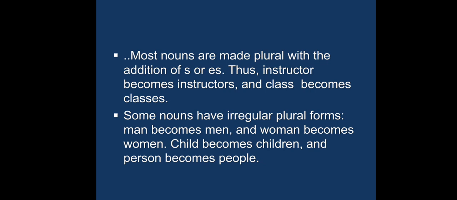But some nouns have irregular plural forms. Man becomes men, child becomes children, and person becomes people. Now, there is a misconception that people is a collective noun. No, people is the plural form of person.